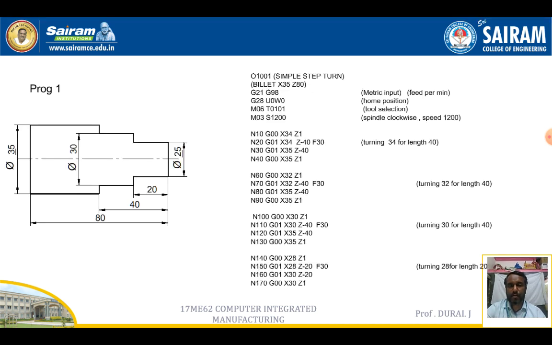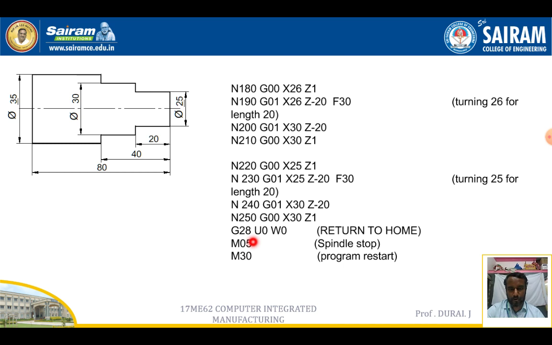Once it is stopped, the cursor will stop over here for the next operation. So here itself it will automatically stop. Suppose if you give program end over here, it is going to stop for the particular one part. Suppose M30 means continuously it will produce a component, the same type of component.